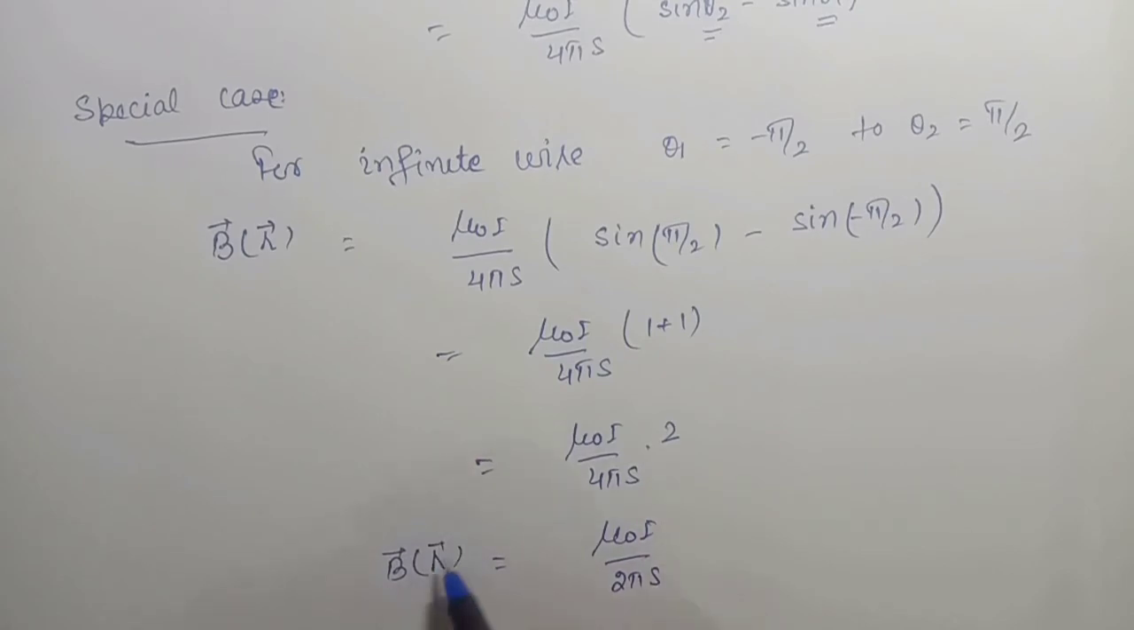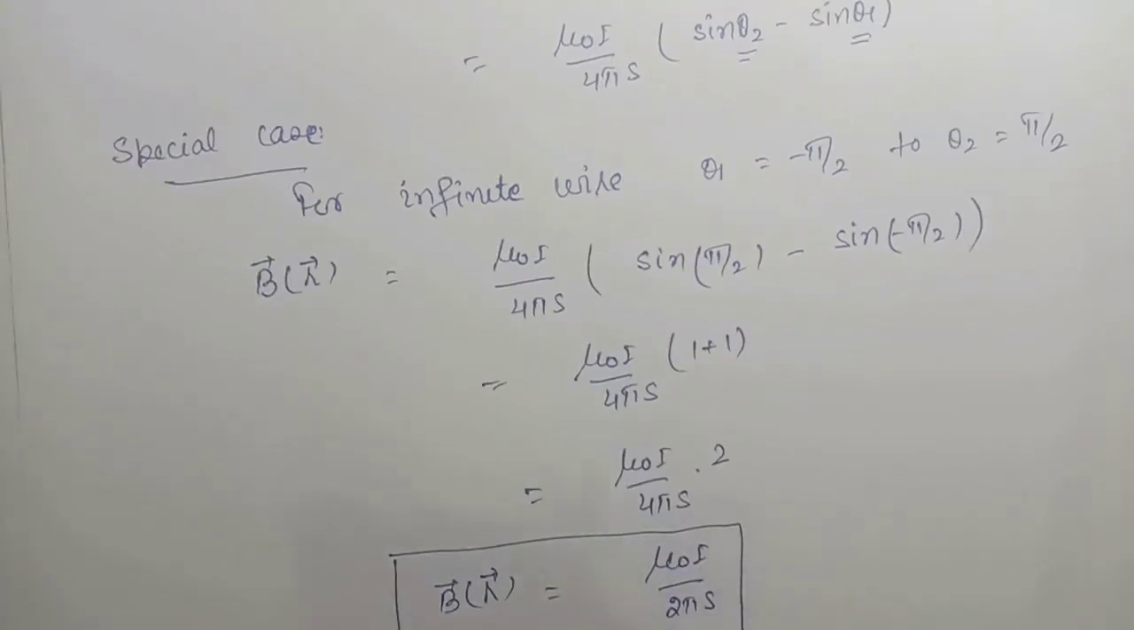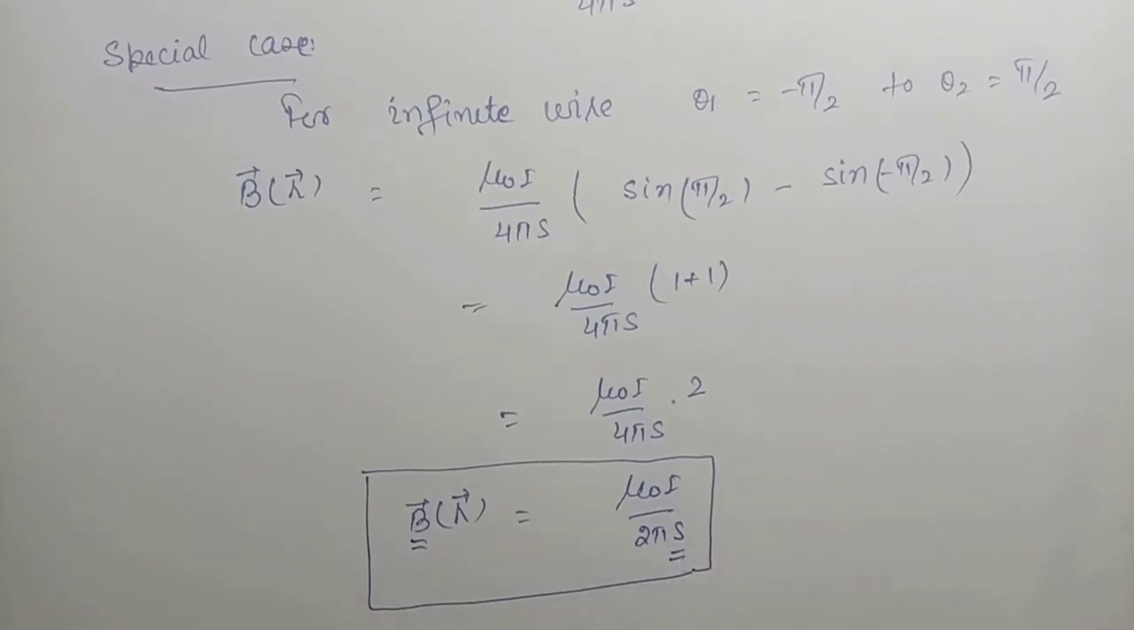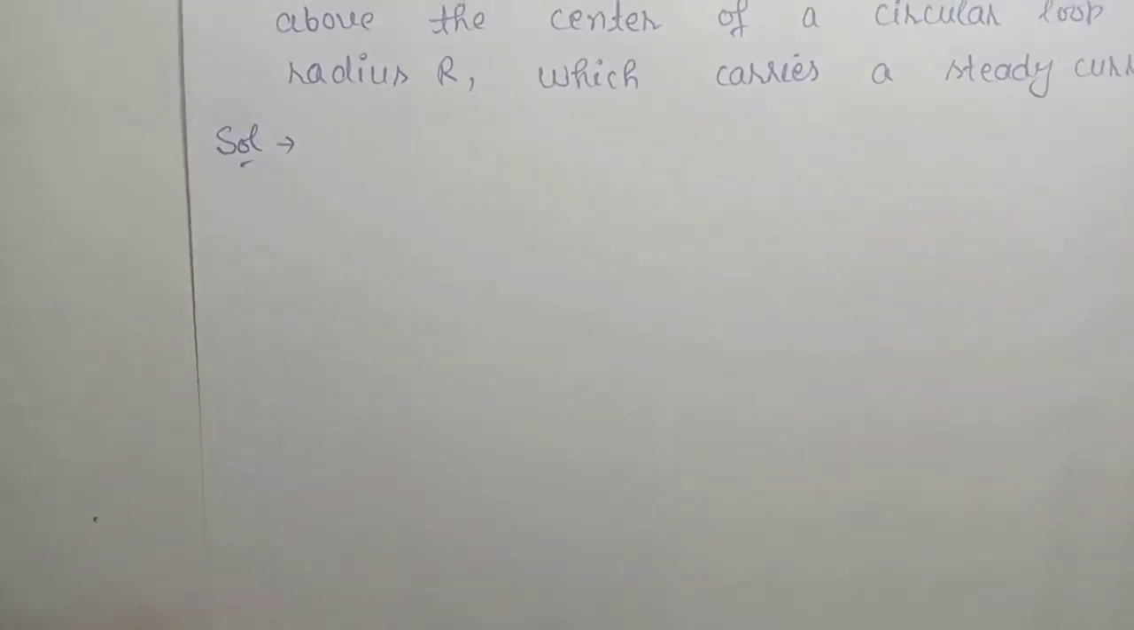So this is the magnetic field for an infinite wire. Okay. Here what we observe from this equation is that the magnetic field varies inversely proportional to s. Okay. Then we have a third problem.